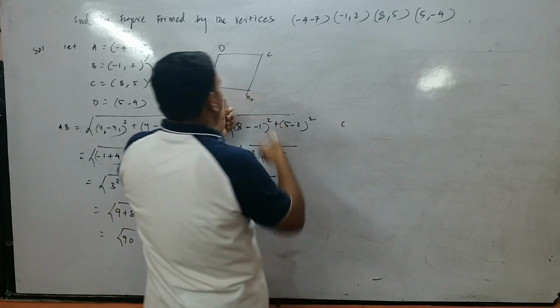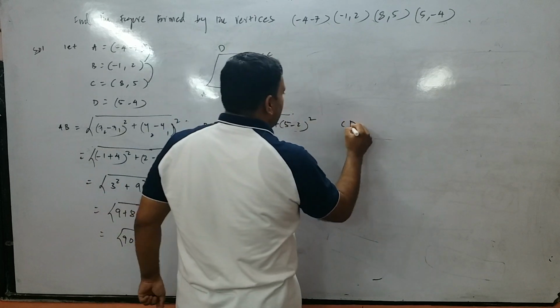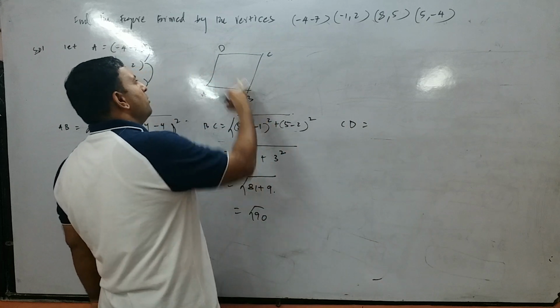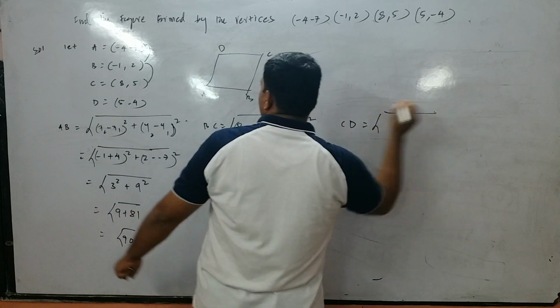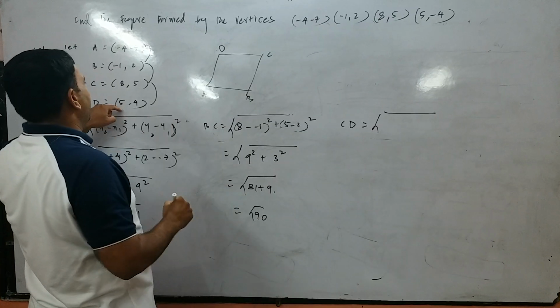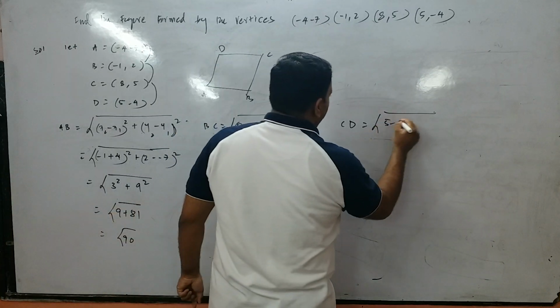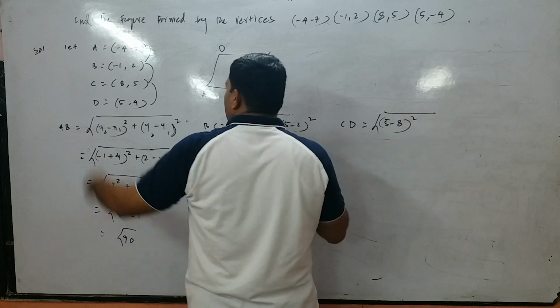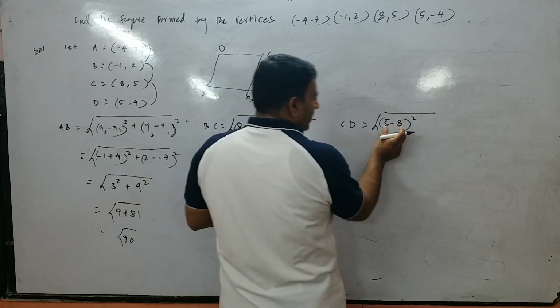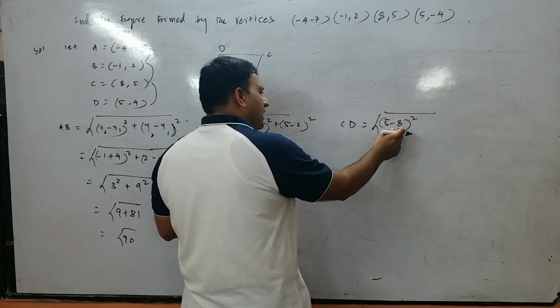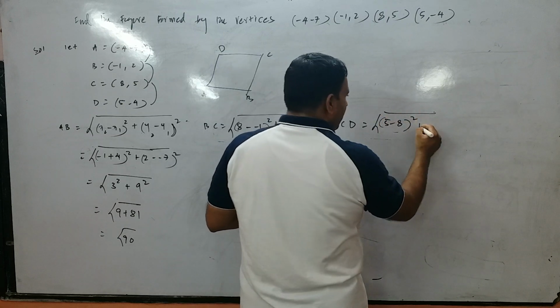Now after AB, BC, I have to go with CD. Right? Sometimes in a confusion you may find BD. Don't do that. You go in a cyclic order. Now what is the CD? I have to find this distance. So now x2 minus x1 whole square. 5 minus 8 whole square. Sir, can I take 8 minus 5 whole square? Yes, you can take. I have already mentioned, but because it is square, whether it is 5 minus 8 whole square or 8 minus 5 whole square, both are same.